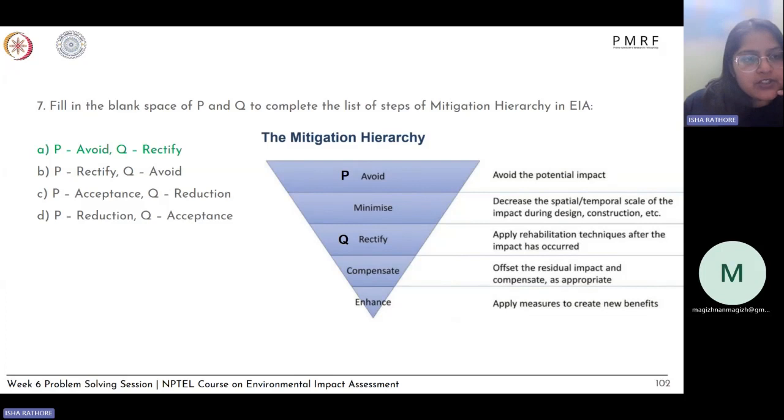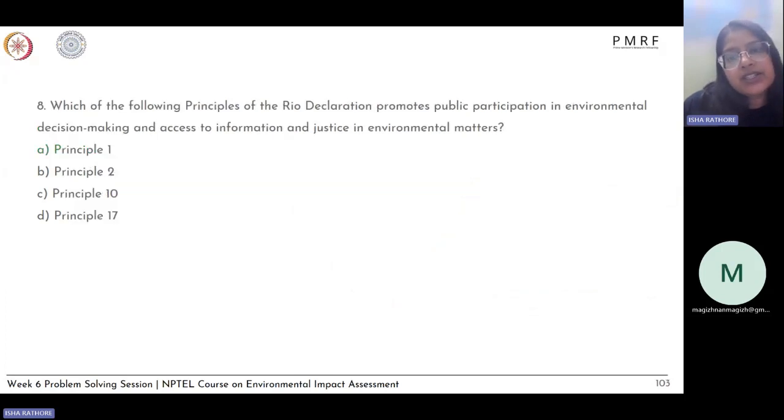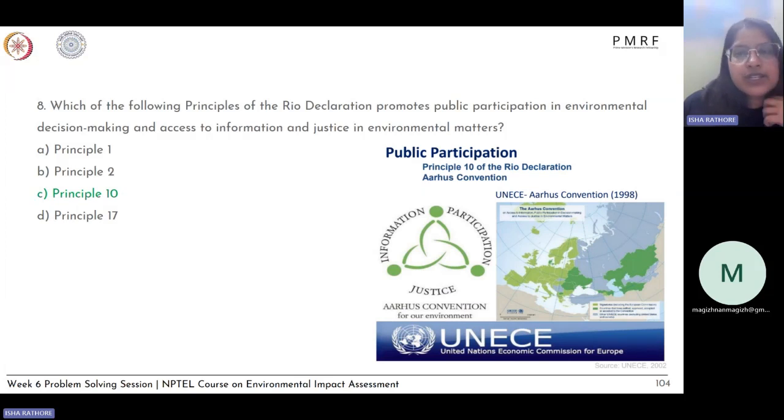Moving on to the next question. Which of the following principles of the Rio Declaration promotes public participation in environmental decision making and access to information and justice in environmental matters? So the options are A, Principle 1, B, Principle 2, C, Principle 10, and D, Principle 17. Okay, so the correct answer is C, Principle 10 of the Rio Declaration. It promotes public participation in environmental decision making and access to information and justice in environmental matters. So C, Principle 10 is the correct answer.